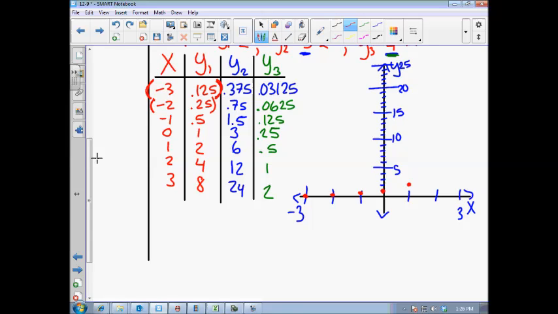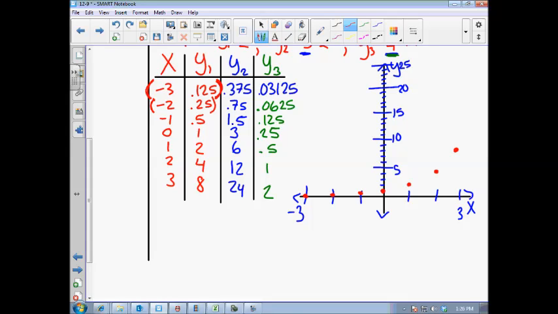2, 4, 3 up to 8. Is this a straight line? No, it's a curve, and it's getting steeper and steeper. If you watch the steepness, from here it's pretty flat, and then it curves steeper, and steeper, and steeper. It will continue that way, and it's growing, so this is exponential growth.